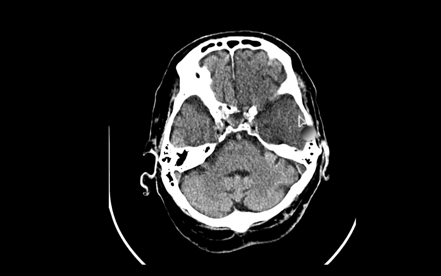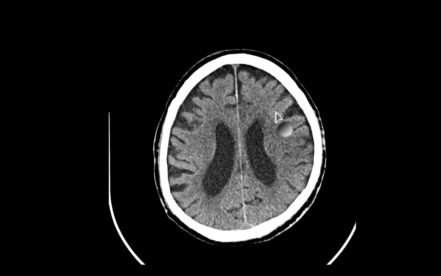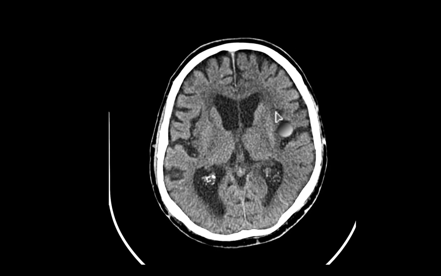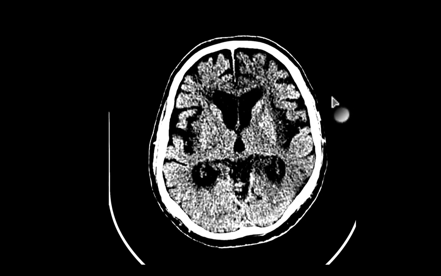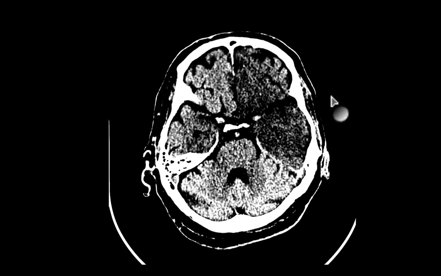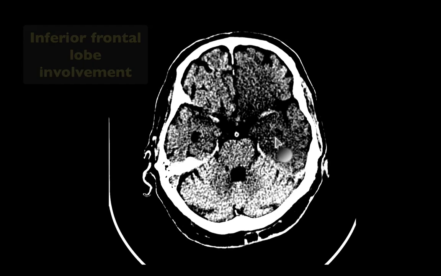Now, is this the only abnormality? Looking carefully, you might wonder if there is inferior frontal lobe involvement as well. To better appreciate this, let's go to what we call a stroke window, where we change the contrast to make everything dark. With that, you could appreciate the abnormality in a better way. You could also see that there is involvement of the inferior frontal lobe on the left side.